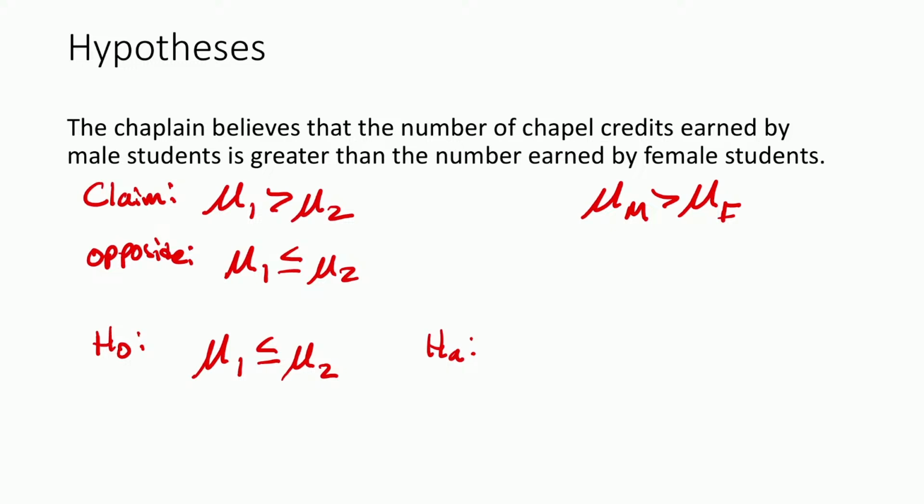So herein lies the problem with sorting these out: if you were naming these the opposite, like if you had the females first, then this would be switched around. That's why it's so important to get these straight. But yeah, very good. And then the other one, mu1 is greater than mu2.